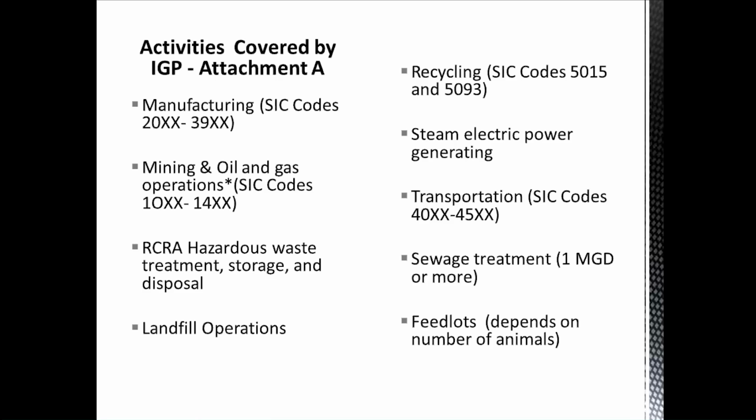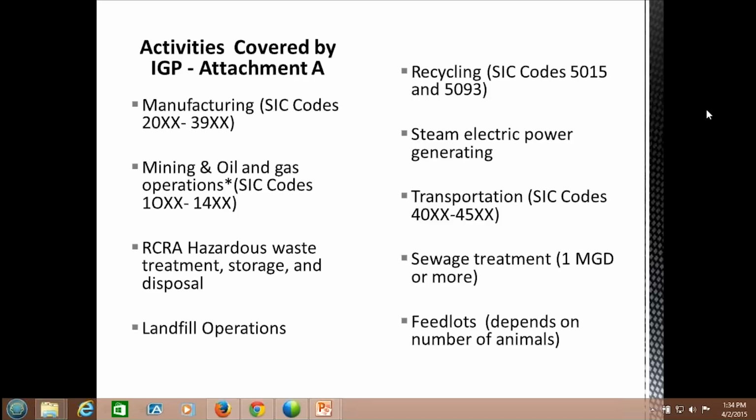So what do I mean when I say attachments, Attachment A, what's in there? Well, we cover a lot of different manufacturing industrial codes. Even if you sew clothes and you fit into that, you would need a permit. This is where you see the ones for manufacturing circuit boards, and there's a whole bunch of them between industrial code 20XX and 39XX. And the XX means there's a lot of different specific industrial activities under that category of the 20 to the 39 SIC codes.